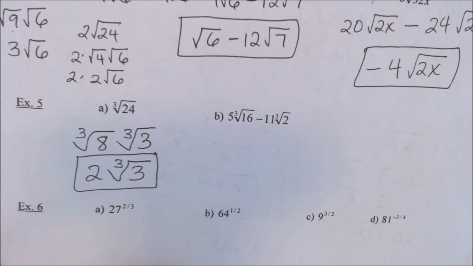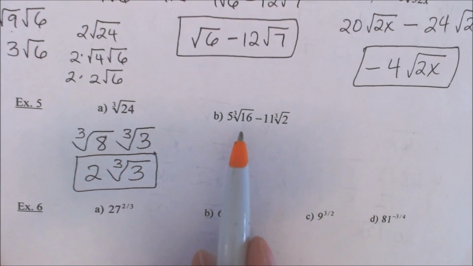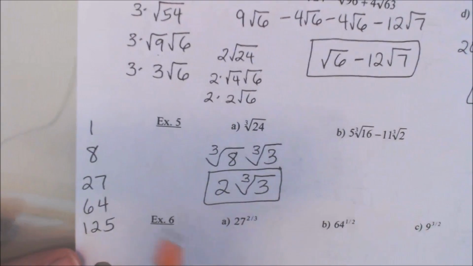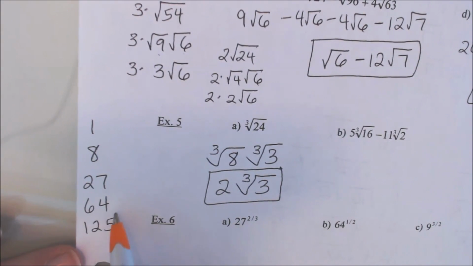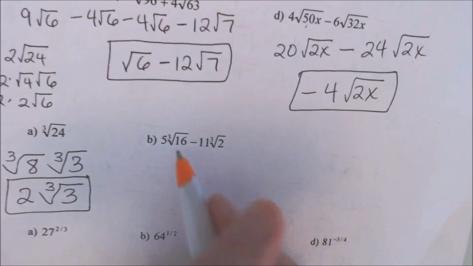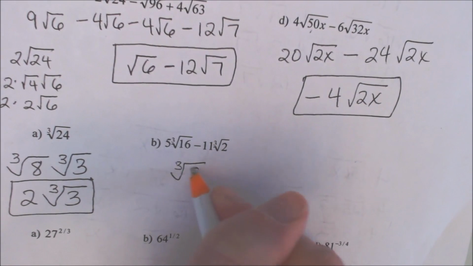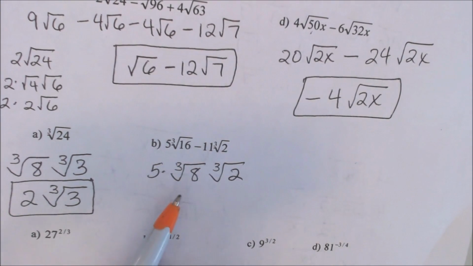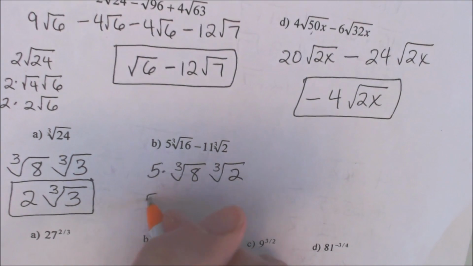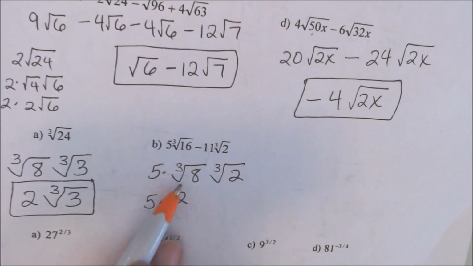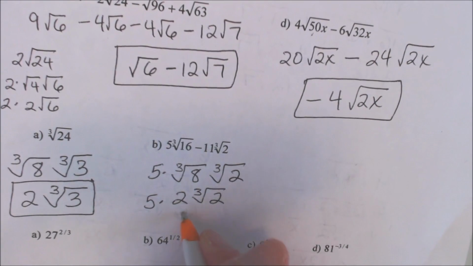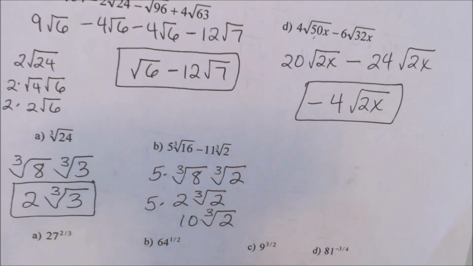Letter B, we're combining like terms again. If we can do so, we have to see if we can simplify these radicals. So the cube root of 16, what number in our list goes into 16? Once again, that's 8. So I'm going to write the cube root of 16 as the cube root of 8 times the cube root of 2, and there's a 5 in front, so I'm going to bring that down. Cube root of 8 times cube root of 2, 8 times 2 is 16. So that's 5 times 2, because that's the cube root of 8, times the cube root of 2. So that gives me a coefficient of 10 times the cube root of 2.